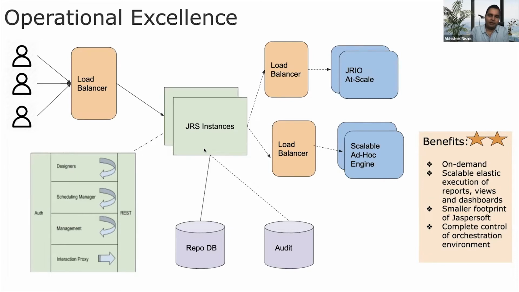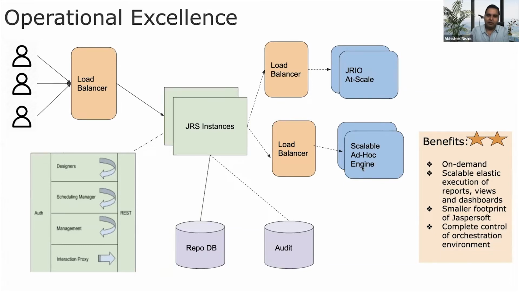Now, many of our customers will put multiple JRS instances behind a load balancer. They are still based on one repository. So with JRIO and the Scalable Ad Hoc Engine, what we allow them to do is that if they want to dynamically scale up and scale down in a Kubernetes engine or anywhere else, they can do so now. All the ad hoc reports and all the studio reports will be taken care of by JRIO. All the ad hoc views and dashboard domains will be taken care of by the Scalable Ad Hoc Engine.